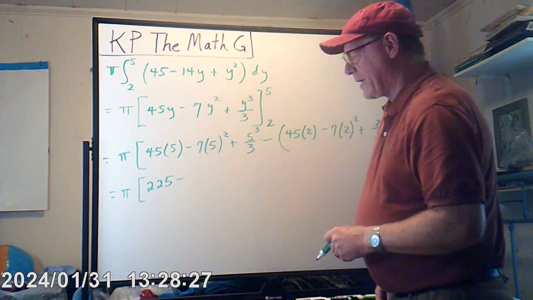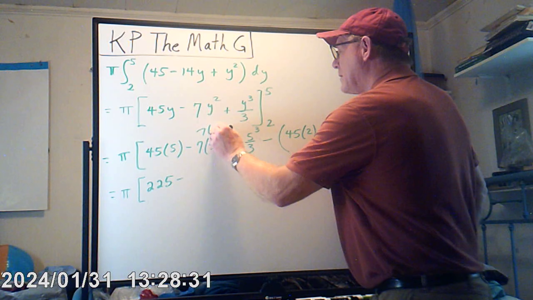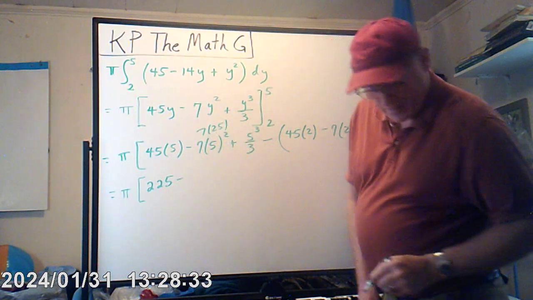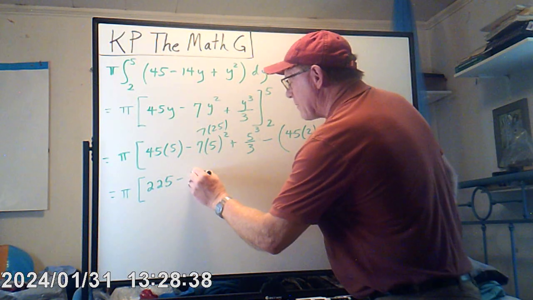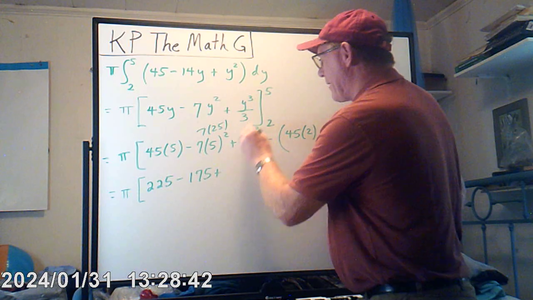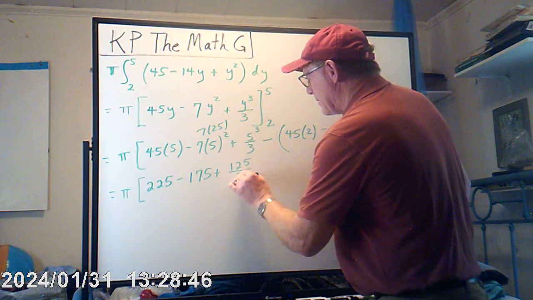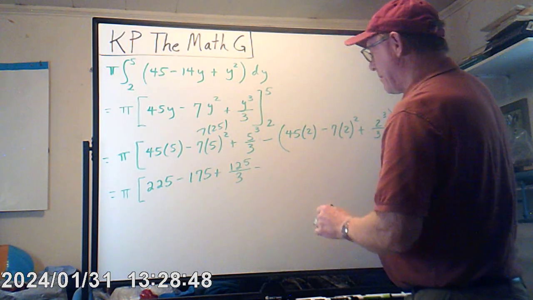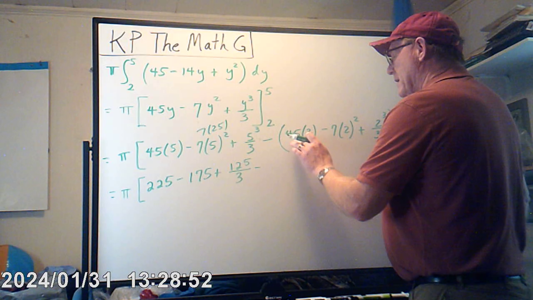Alright, 7 times 5 squared is 7 times 25, and I think that is 175. 5 cubed is 125. Now I'm just going to go ahead and distribute the negative sign each time.